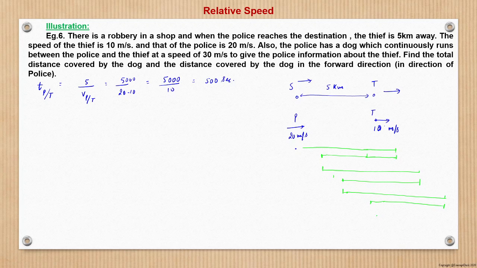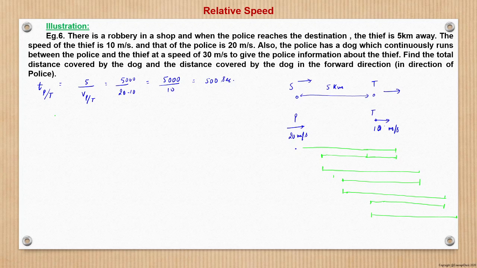Here it meets the police again. So in this fashion, this will be the type of pictorial representation of the movement of the dog in this case, when the two entities, that is police and the thief, are moving in the same direction. So let us see. We'll come to this later. First, what happens?